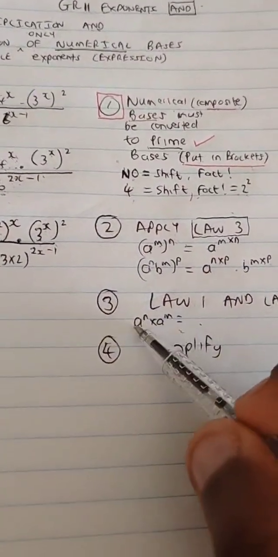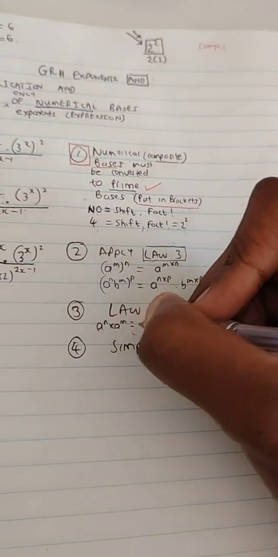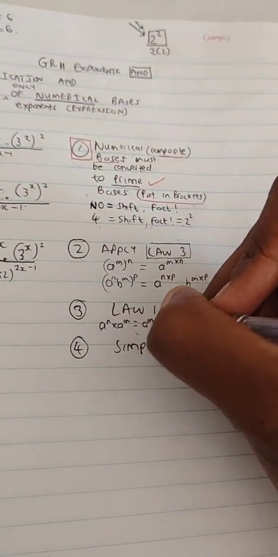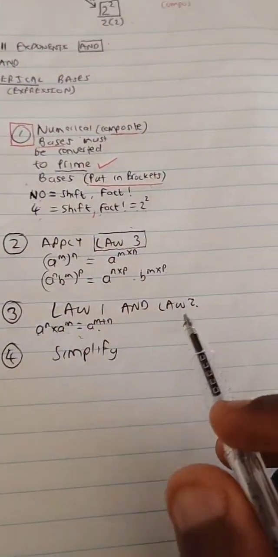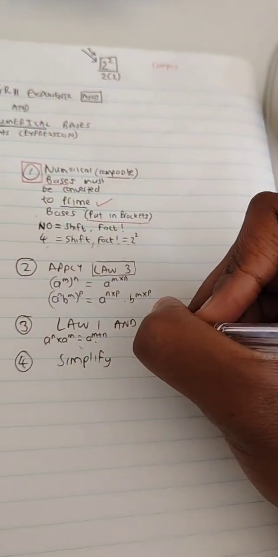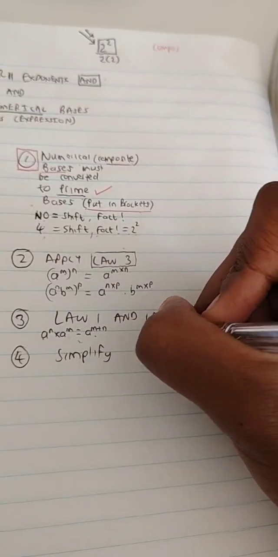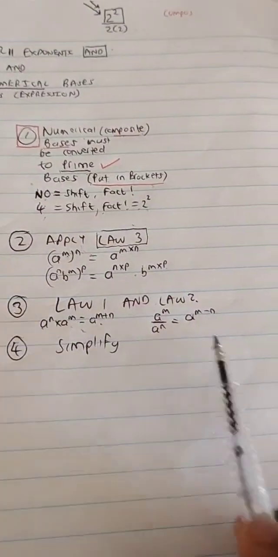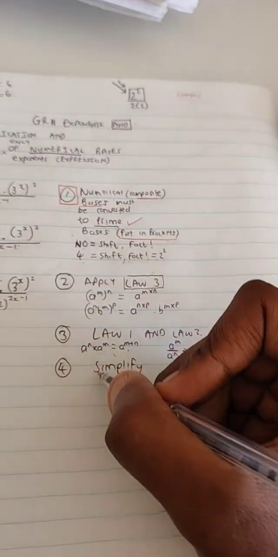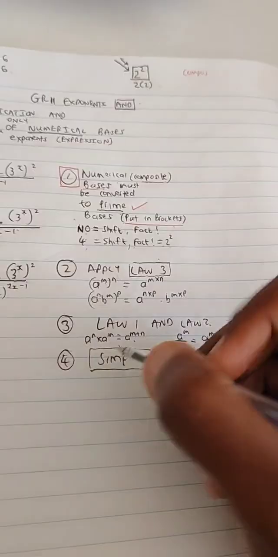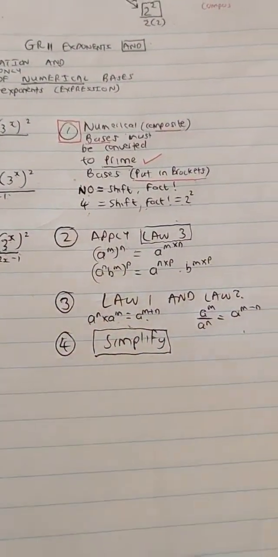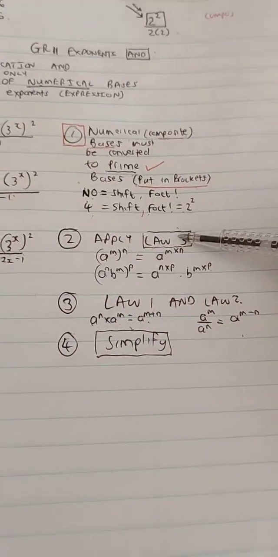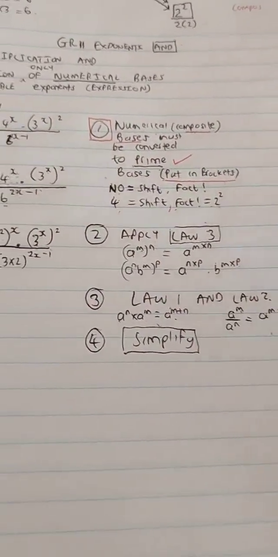Remember, law number 1 says when you have same bases and you are multiplying, you keep the base, you add the exponents. Law number 2 says when you are dividing same bases, you keep the base, you subtract the exponents. Then we simplify, guys, all right? And we should be able to get to the answer after applying law 3, law 1, and law 2.